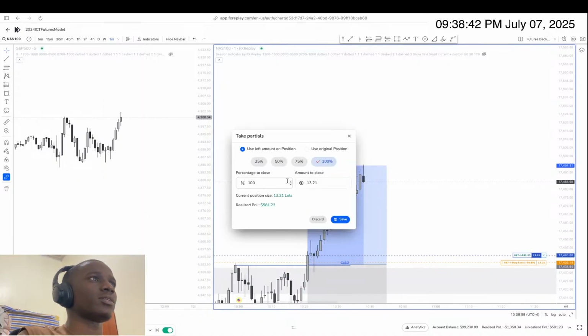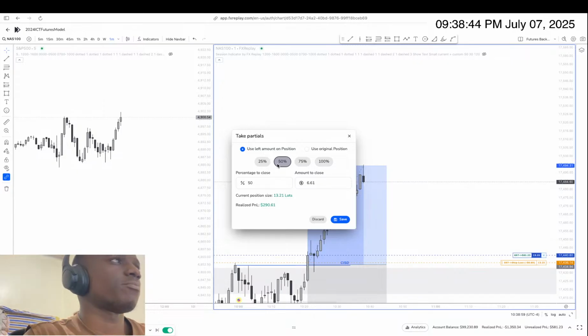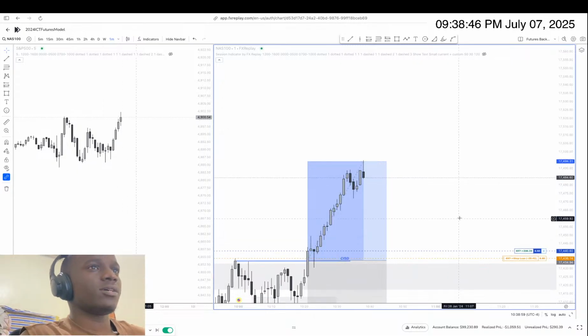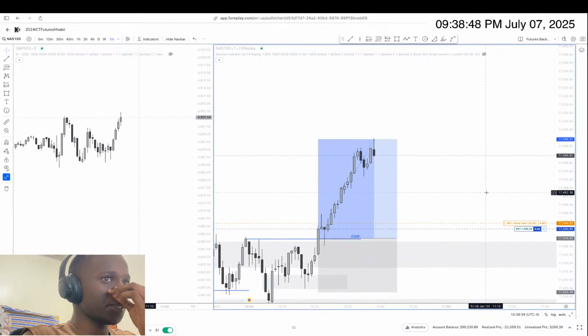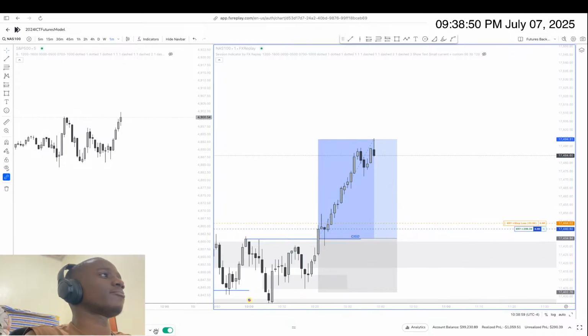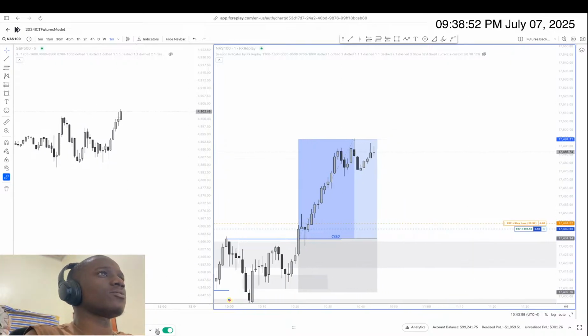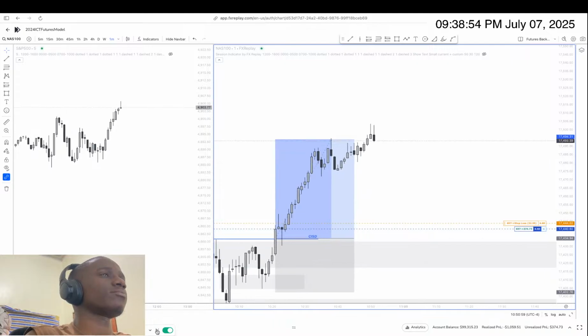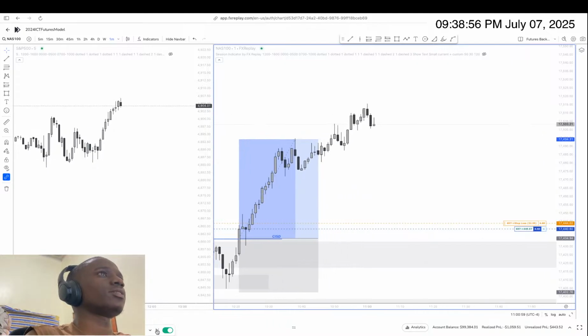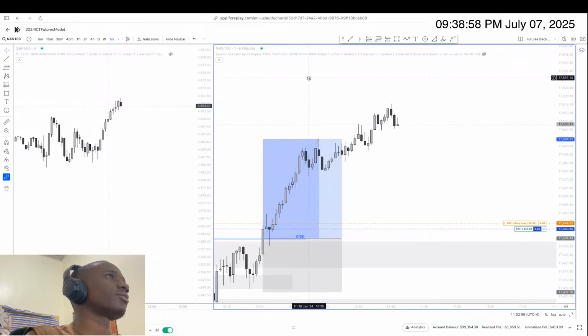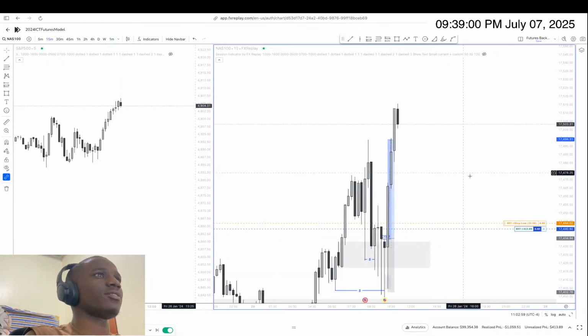Okay, let's do it like this. I'll close 50% of the position, and now I'll move to break even. Now let's see what happens. So we're almost into lunch. You can see that the runner continues to the higher time frame. Going on the 15, this is looking nice.